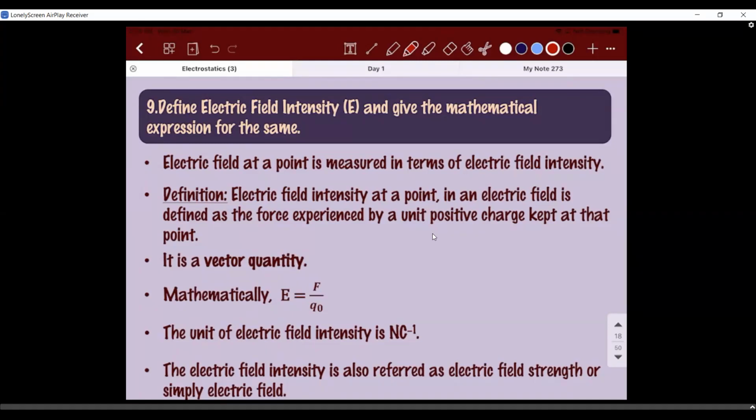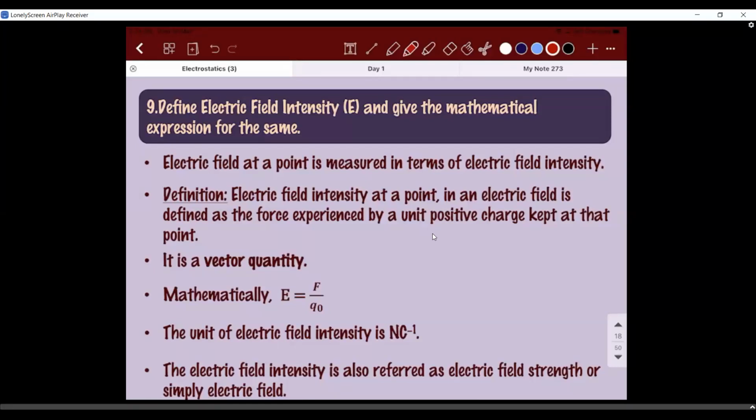So are you able to understand? They both look to be similar, but they're not. What is the difference? Electric field is region, electric field intensity is the mathematical parameter. Right? So electric field intensity, and give the mathematical expression for this. So how is electric field at a point measured? Obviously using the parameter called electric field intensity. Now the question is, if at all I have to give a definition to it, how do I define it?